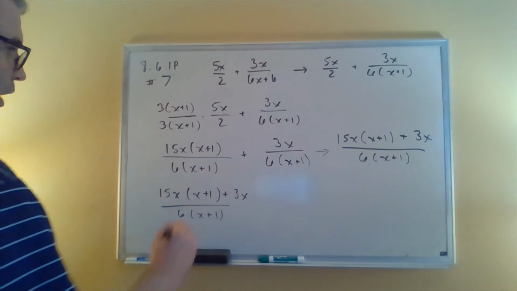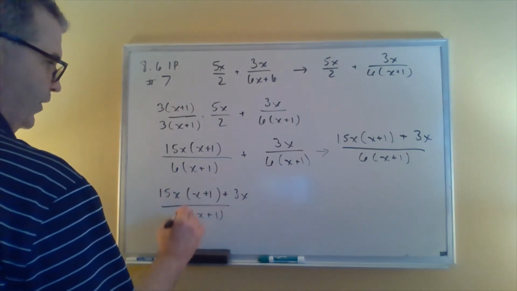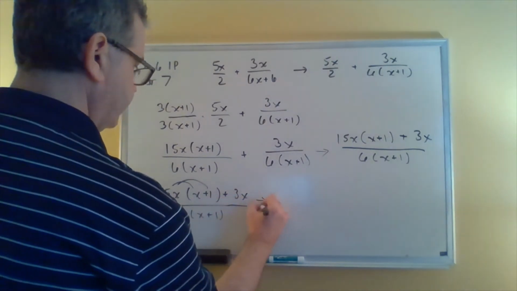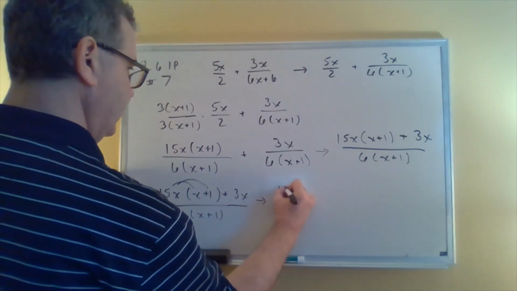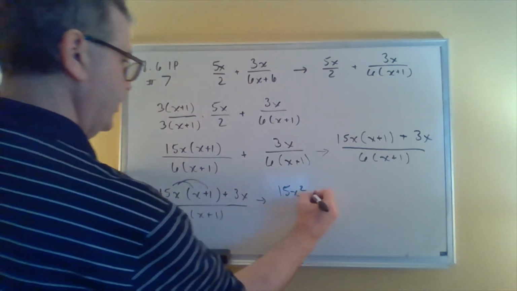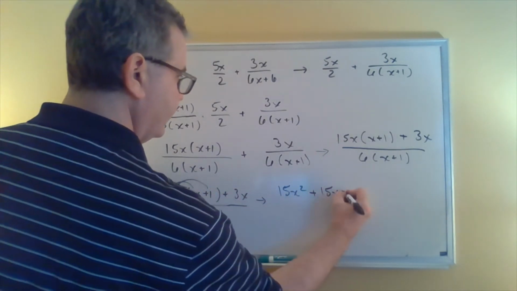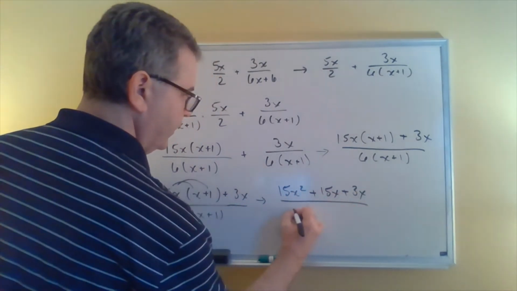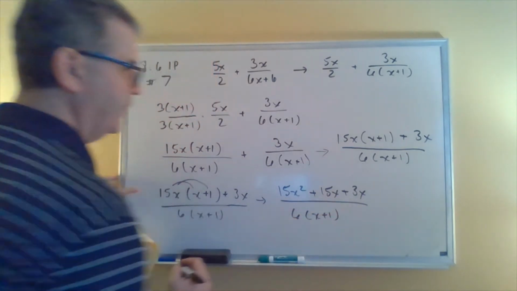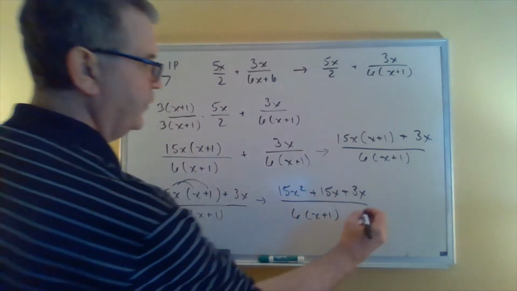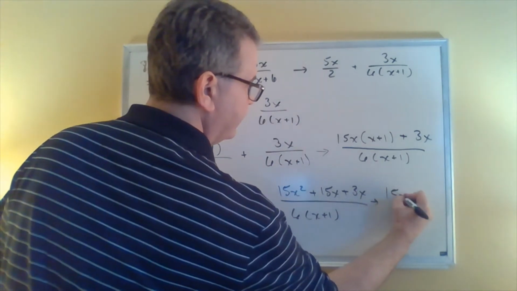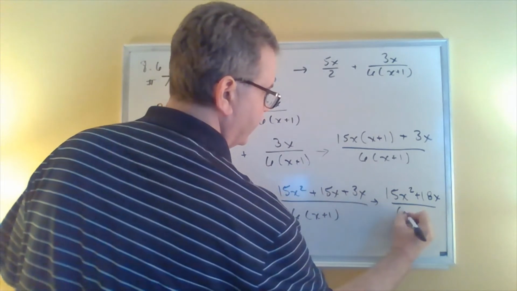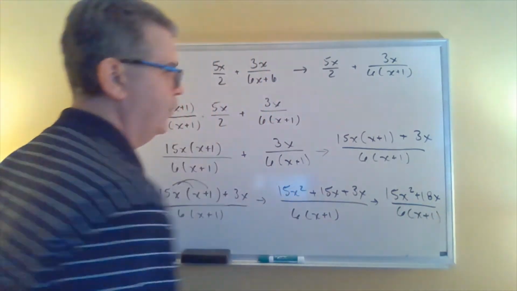So what can I do now? Well, I'm going to try to do some more simplifying. I'm going to distribute that 15x through there. So when I do that, I will get 15x squared plus 15x plus, my 3x was already there, over 6 times x plus 1. So when I combine like terms, I'm going to end up with 15x squared plus 18x all over 6 times x plus 1.